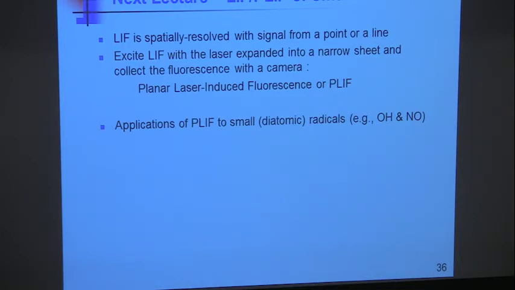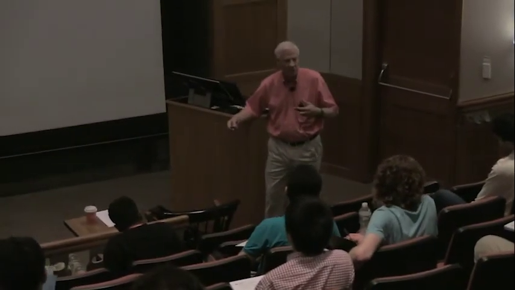Okay, so what have we learned? LIF is spatially resolved from a point or a line. You can do this with a narrow sheet, and that's called PLIF. And it's especially useful for small diatomic radicals. I guess that's it. In the next hour, we'll talk some more about this. We're probably going to move into PLIF. That's really a motivation for LIF, kind of the limits of what you can do.